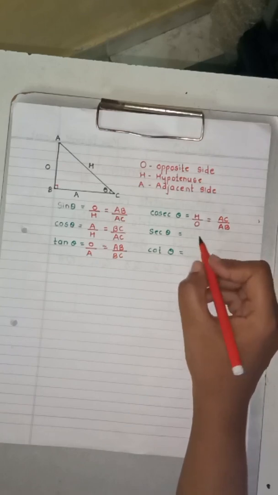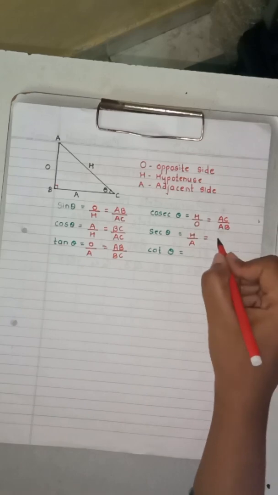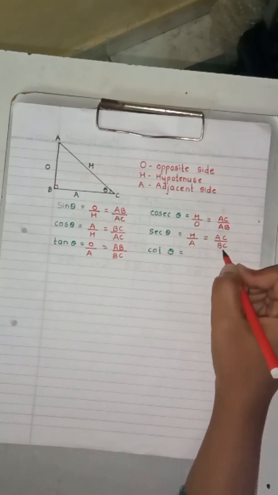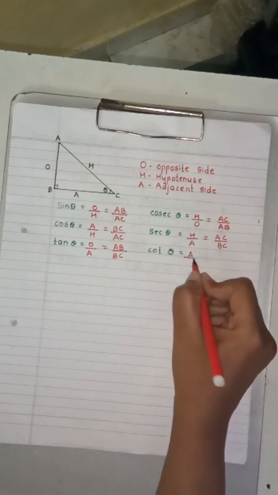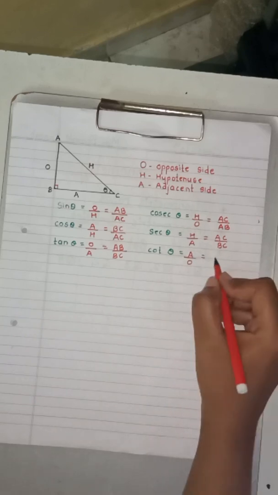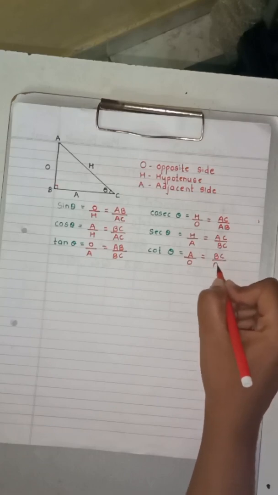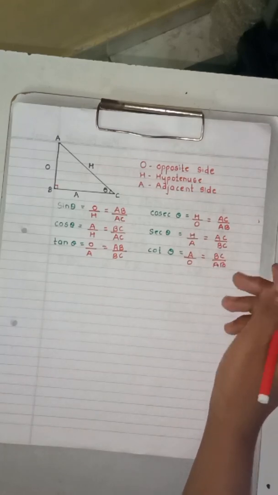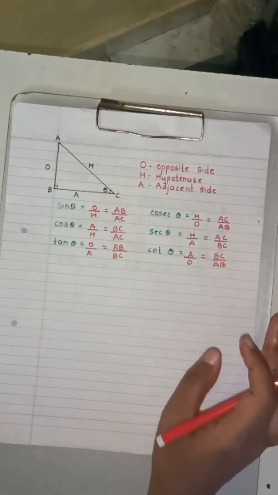Now sec theta. What is sec theta? Sec theta is hypotenuse upon adjacent side, that means AC upon BC. Now cot theta is adjacent side upon opposite side. The adjacent side is BC and the opposite side is AB. So in this way you have studied last year how to find sine theta, cos theta using a right angle triangle. Now we are going to study some identities.